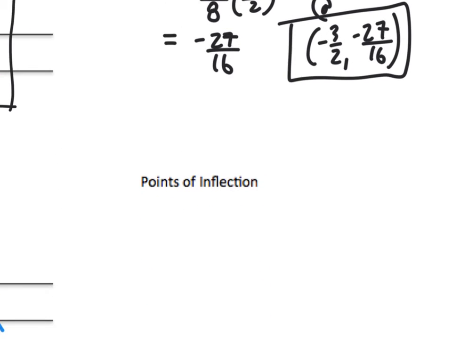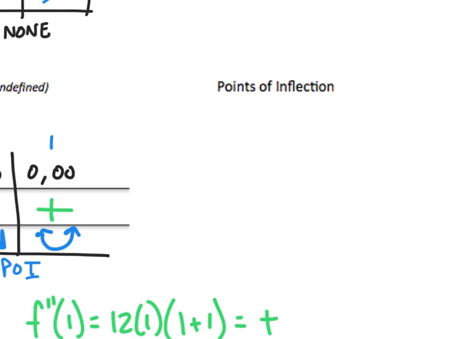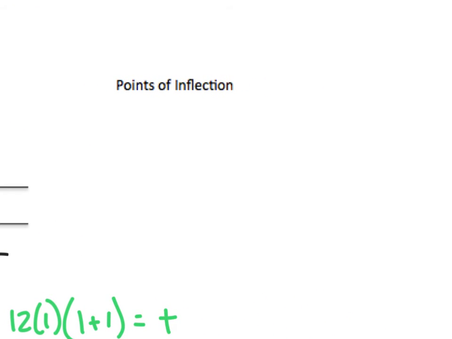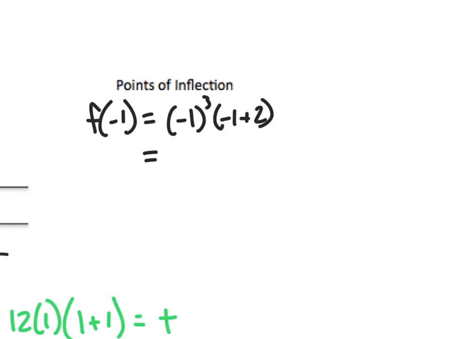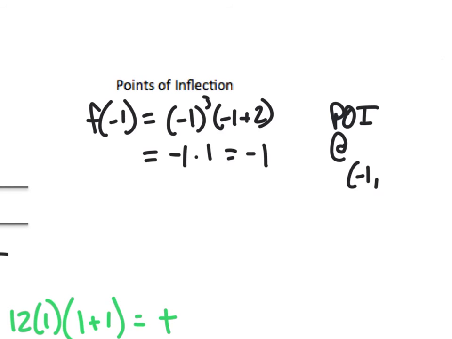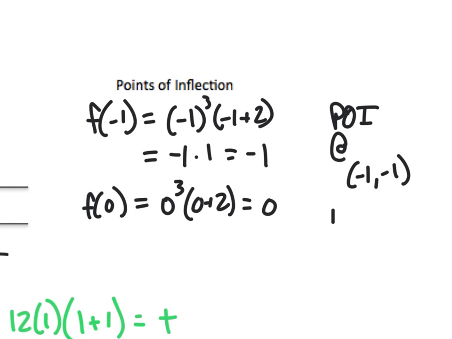But then I do want to find my points of inflection. So I want to plug in -1 and 0 into my function. If I find f of -1, then that's going to give me -1 cubed times -1 plus 2. And that's going to give me -1 times 1, which gives me -1. So I have a point of inflection at the point -1, -1. And then let's plug in 0, so f of 0, and that was 0 cubed times 0 plus 2, which is just going to give me 0. So I have another point of inflection at the point 0, 0.